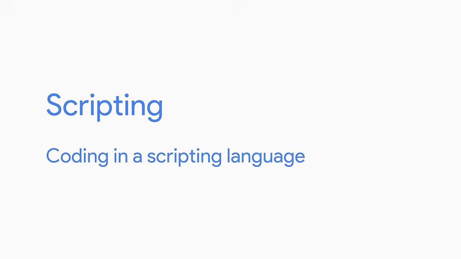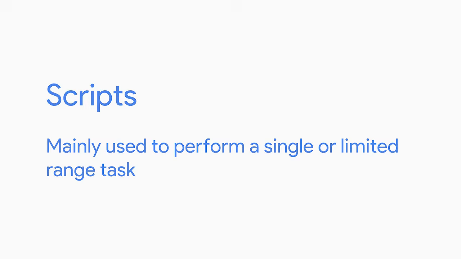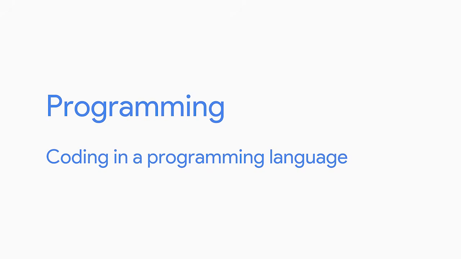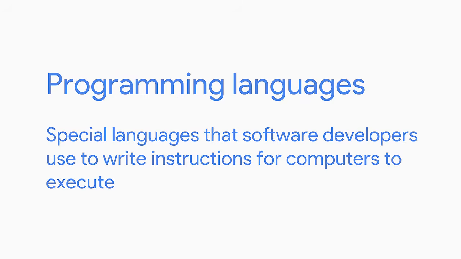Scripting is coding in a scripting language. We'll talk about scripting languages in a later lesson, but scripts are mainly used to perform a single or limited range task. There are languages we can use to build these. Programming is coding in a programming language. Programming languages are special languages that software developers use to write instructions for computers to execute. Larger applications like your web browser, text editors, and music players are all usually written in programming languages. When we use the term software, it generally refers to something that was programmed. We'll use these terms pretty interchangeably, so don't sweat the details.